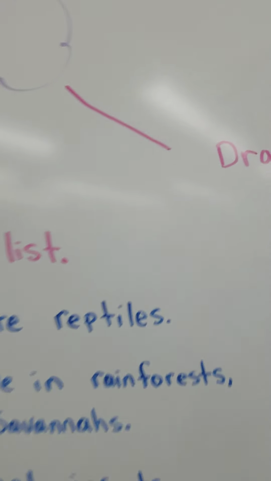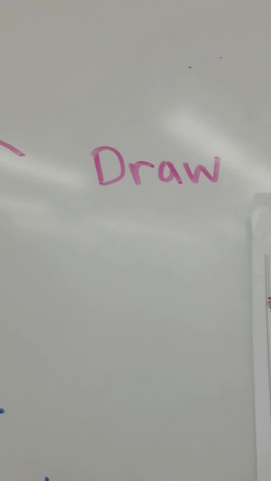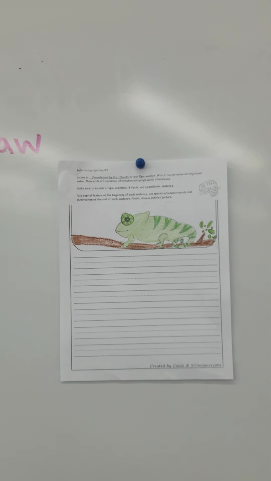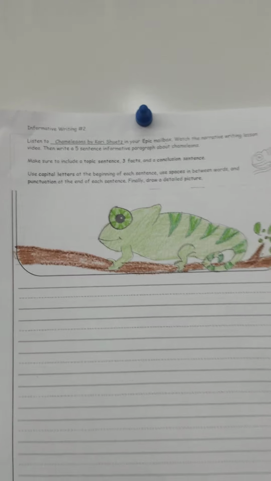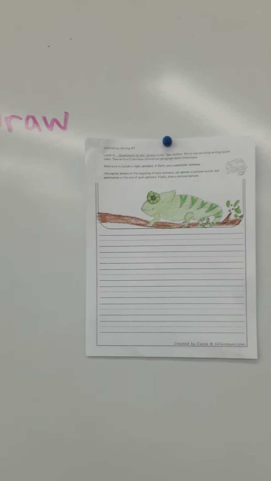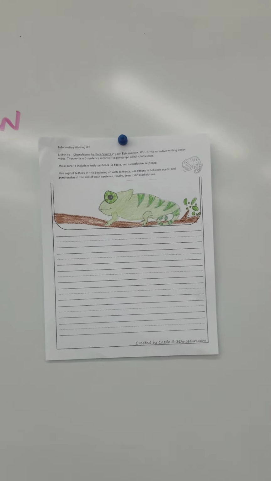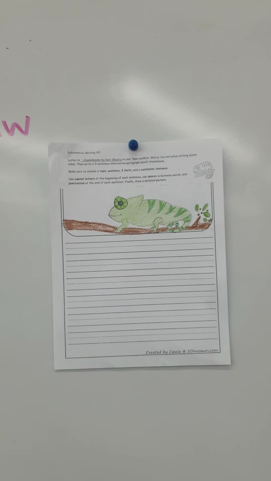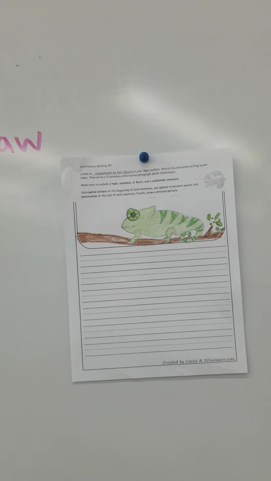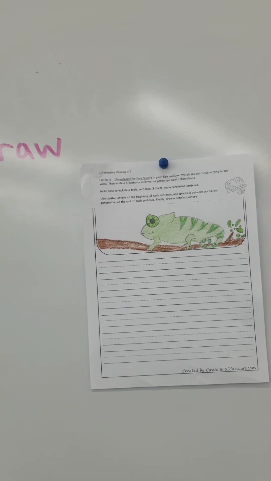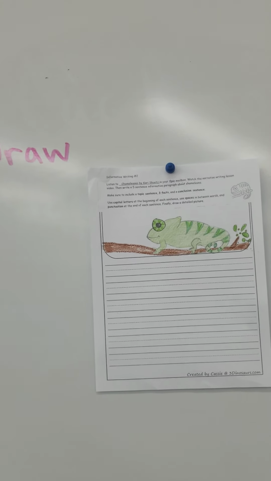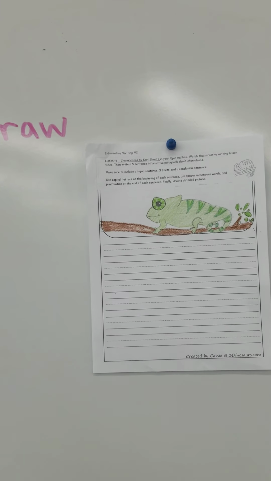Another way to start brainstorming is to draw. This is an option you can do if drawing helps you think about things. So I went ahead and drew a picture of a chameleon before I started my writing, and that's one way to brainstorm. While you're drawing, you can think about what were the interesting facts that you liked when you listened to your story in your Epic mailbox. Which facts do you want to teach someone about, and which facts do you want to write about? It's really up to you. As long as they're 3 true facts from your reading, you can include them.